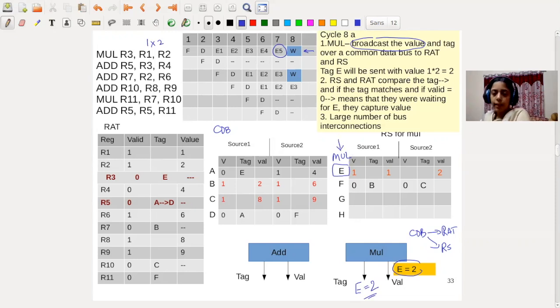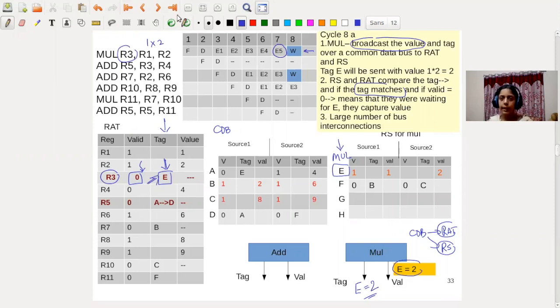Now the result is going to go to the RAT and to the RS. So it is not going to go directly to the registers. It is called register write back, but it is first going to the RAT and to the RS. The RAT and the RS are going to do what is called a tag match and check if any of their registers were renamed with the tag E and if they had a valid bit equals 0. If the RAT had a tag E and its valid is 0, this means it was a destination of this instruction and it was renamed to the reservation station name E, and it is waiting for the value from the functional unit.